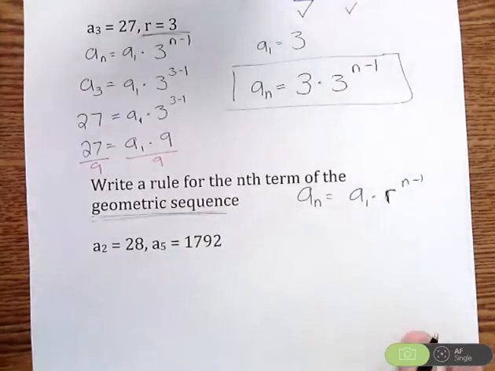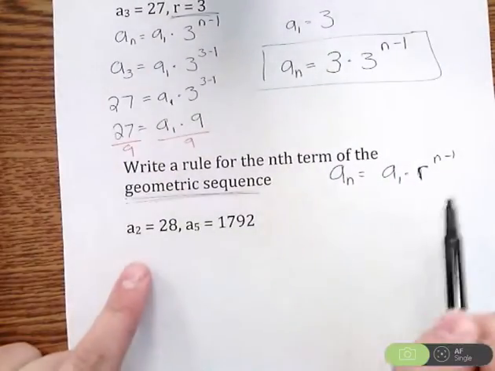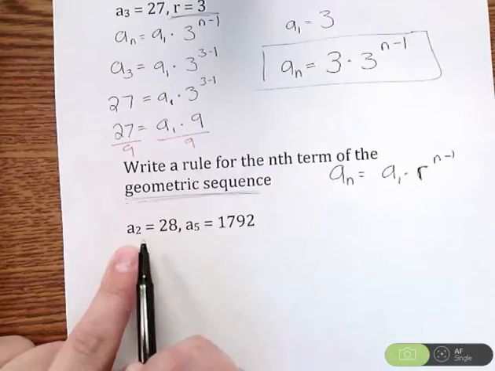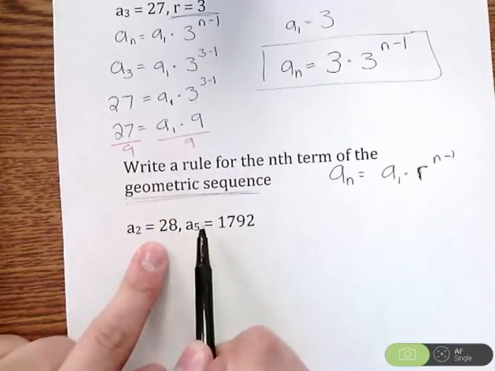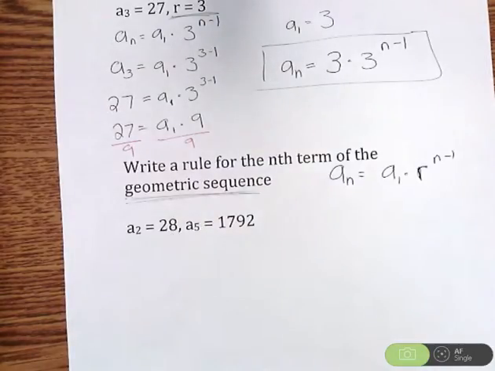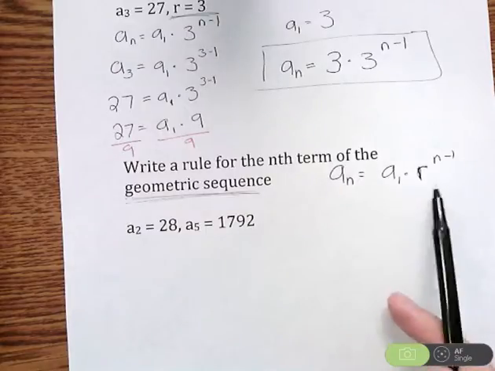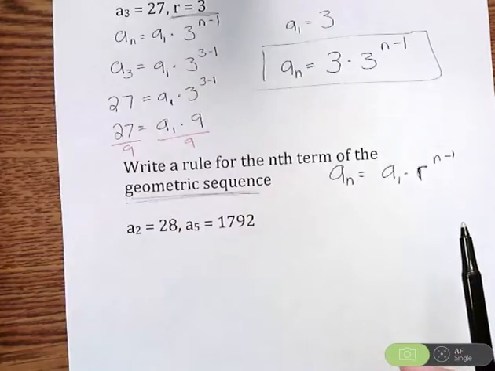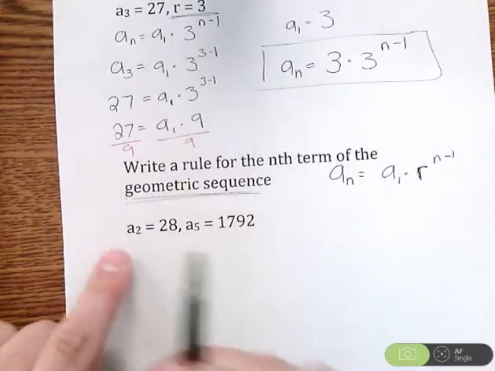So I got to figure out, how do I use this information? Do I have A1 or do I have R? Well, they gave me A2 is 28 and A5 is 1792. So they did not give us A1, they did not give us R. But we can use this information.